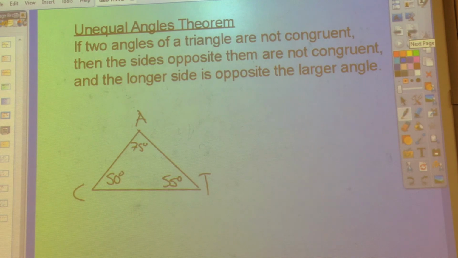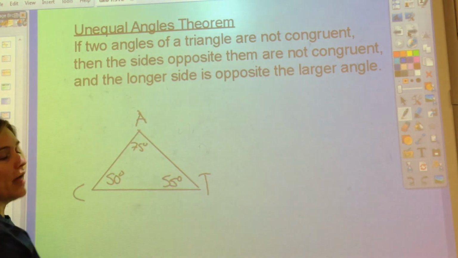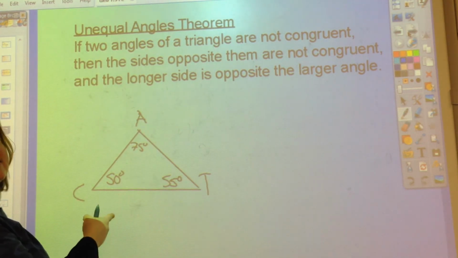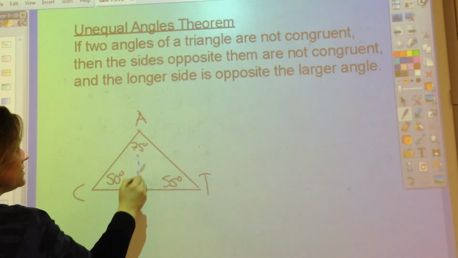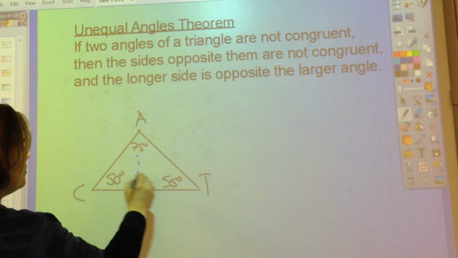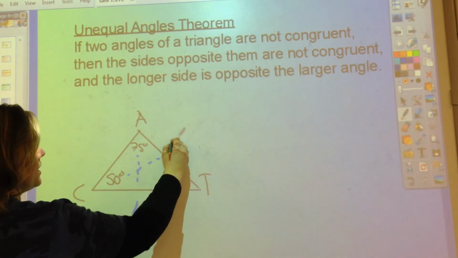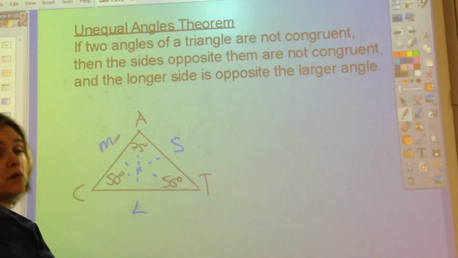If 2 angles in a triangle are not congruent, then the sides opposite them are not congruent. And the longer side is always opposite the larger angle. So here, since I have 3 unequal angles, that means this triangle is scalene, and each side length is different. Your longest side length has to be across from the biggest angle. The smallest side length has to be across from the smallest angle, and this one would be in the middle.